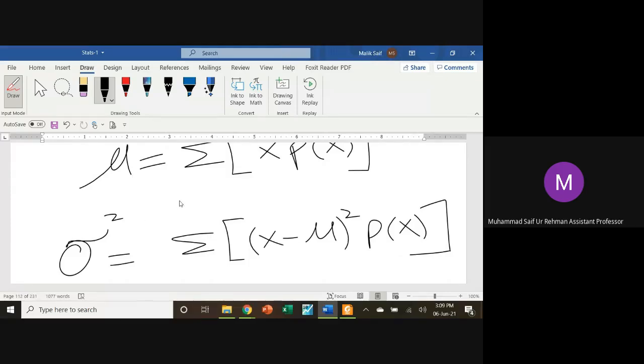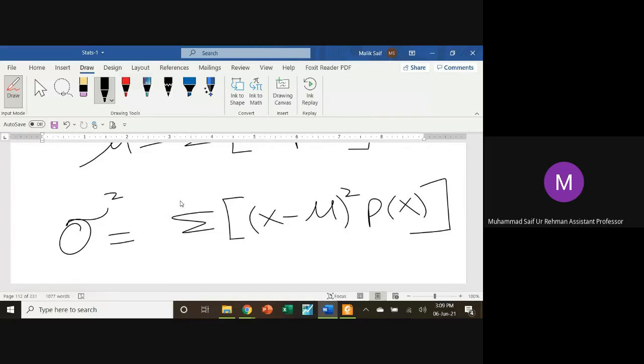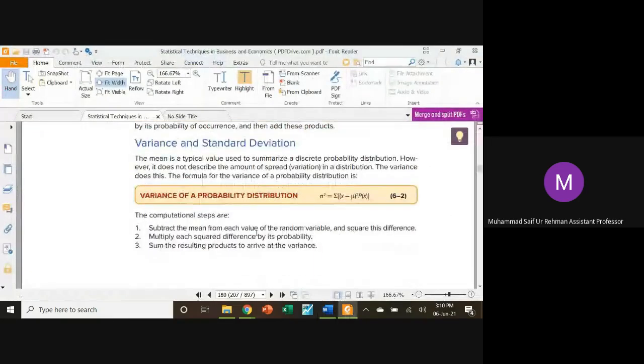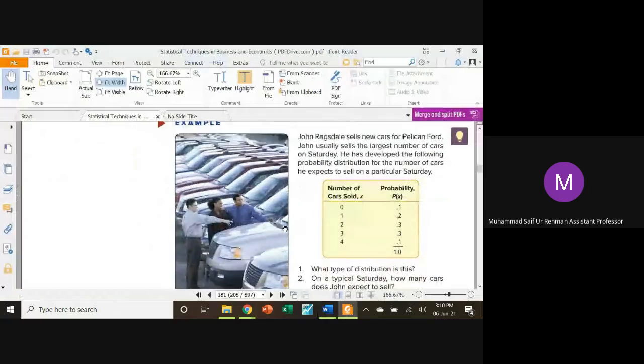Okay. So then there is an example in your book. You may also see quickly this example. John Rexdale sells new cars for Pelican Ford. John usually sells the largest number of cars on Saturday. He has developed the following probability distribution for the number of cars he expects to sell on a particular Saturday.